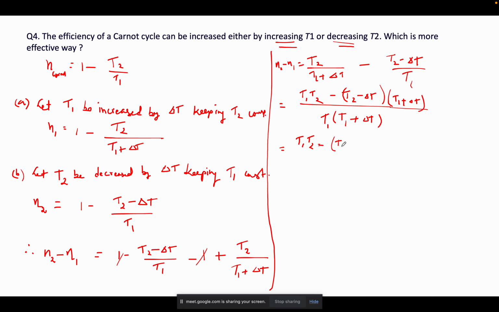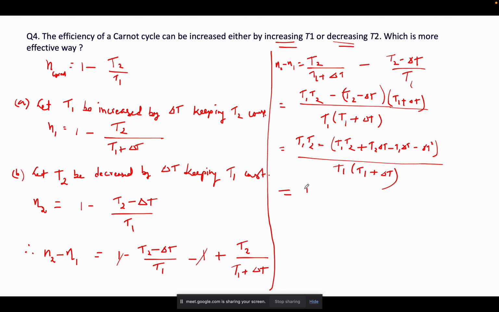Then you will get here T1 T2 minus, put everything in this one, T1 T2 plus T2 delta T minus T1 delta T minus delta T squared divided by T1 into T1 plus delta T.